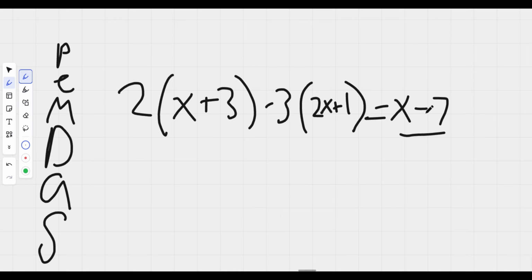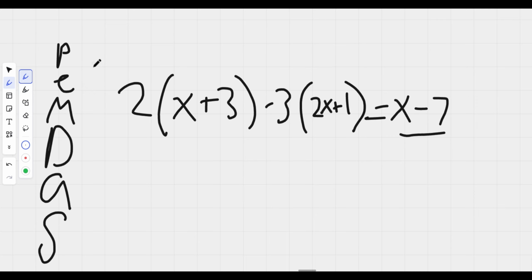So we can look at this side. Is there anything we can add on the right side? And we can see that there's nothing to do. But what do we do on the left side? Well, it's important to remember PEMDAS. PEMDAS is going to tell us what order we are supposed to simplify these terms.